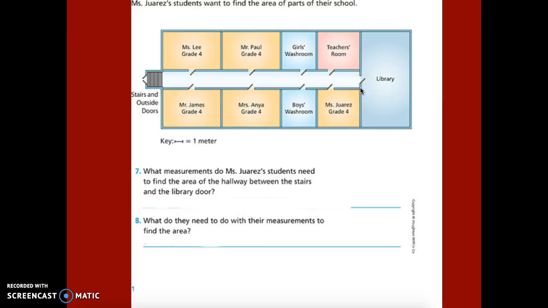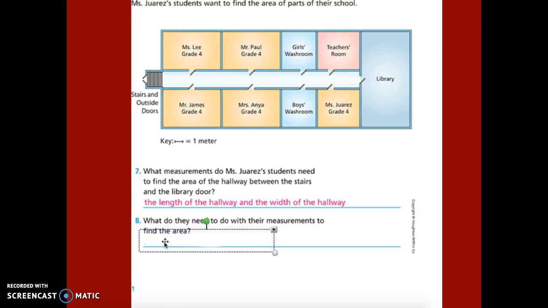That's one measurement. What do you think the second measurement is? If you said the distance between in the hallway, that is correct. Okay, so not only do we want the length of the hallway, but we want the width of the hallway. And what do we need to do with those measurements to find the area? If I wanted to find the area of that, what would I have to do to calculate that?